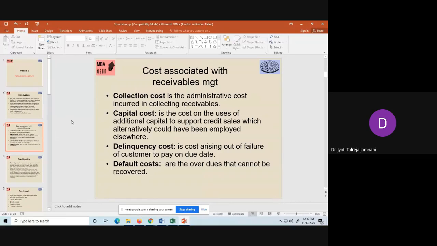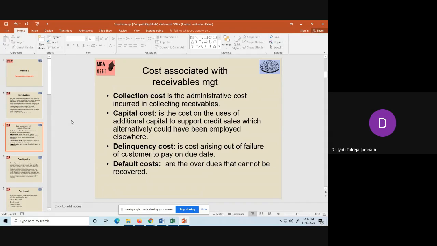Now, as I told you, ABC will pay me after 3 months. So suppose I've sold him goods now in the month of November, and he said he will pay me in February. Suppose he fails to pay me in February, I'll call it delinquency cost. That doesn't mean he will never pay me. He has not told me I'll never pay you.